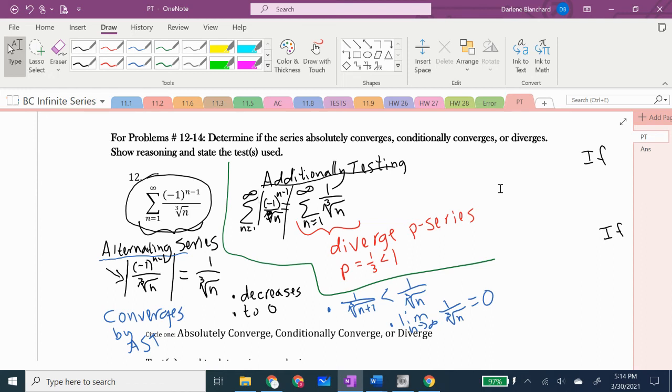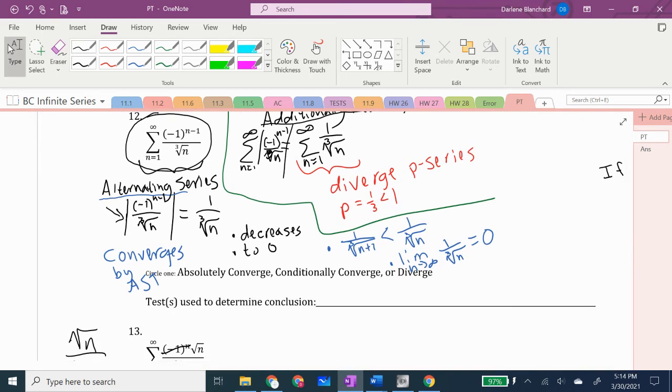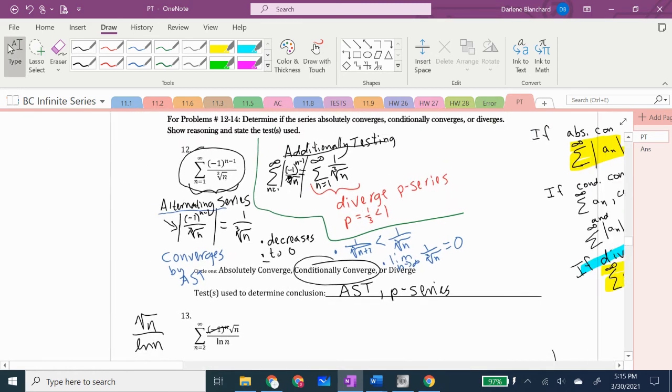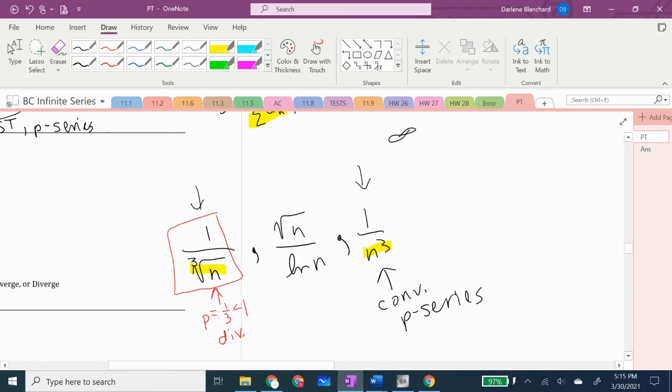So situations where they converge, but the absolute value of the terms create a series that diverges, that is conditional convergence. So that is converge conditionally. And what tests were used? We had to use the alternating series test and the P series test. Those were the two tests used to determine conditional convergence. Then we have one more out of the 3.